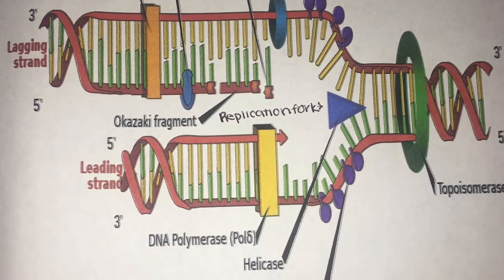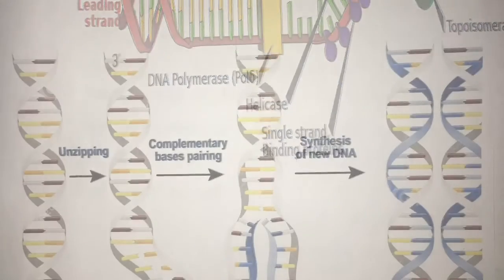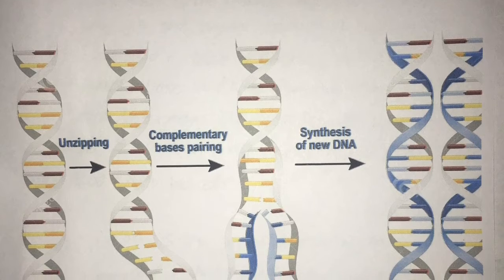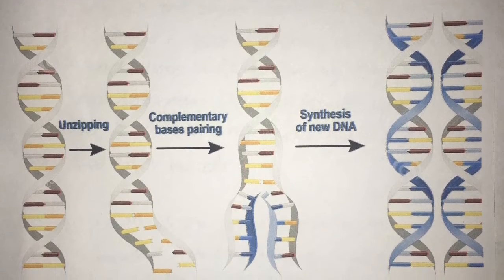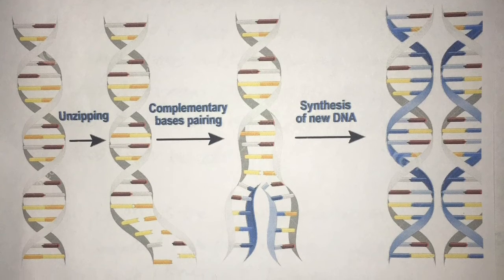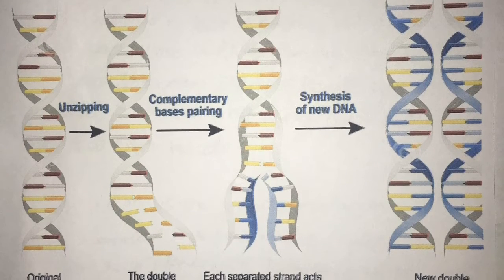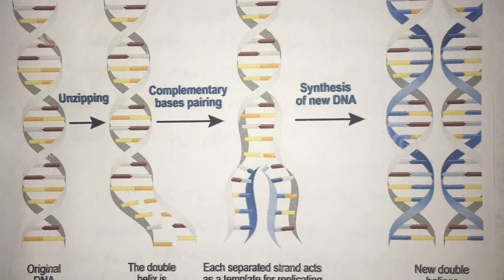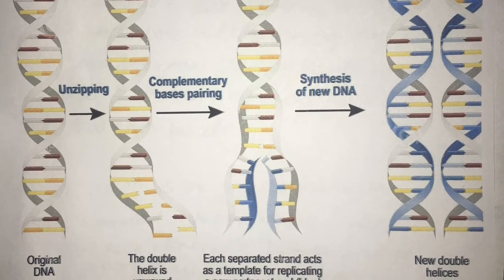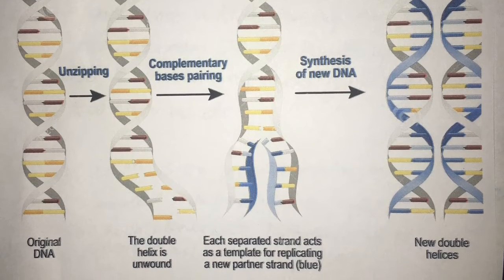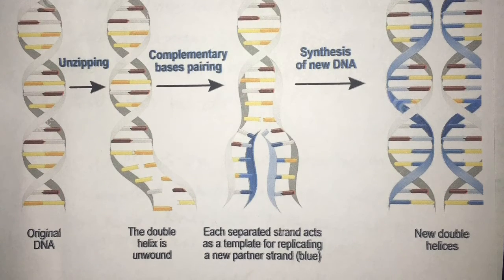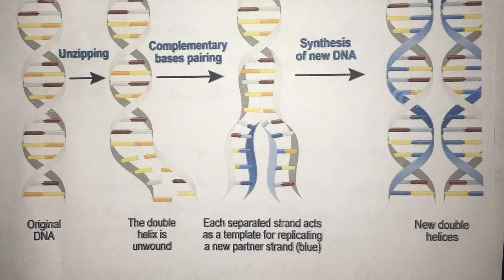DNA replication. DNA replication is the process by which a double-stranded DNA molecule is copied to produce two identical DNA molecules. Replication is an essential process because whenever a cell divides, the two new daughter cells must contain the same genetic information, or DNA, as the parent cell.